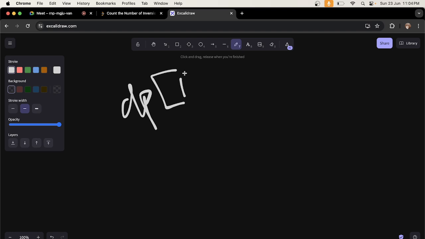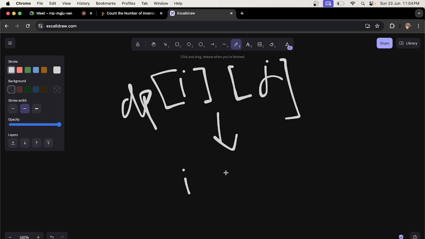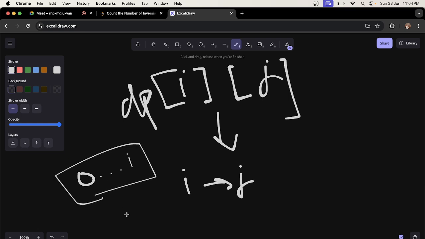Let's say I want to take the DP state dp[i][j], which denotes that I have considered i elements and till now there are j inversions. So I have considered the elements from 0 to i, and from 0 to i there are j inversions in the array. This is the state I want to describe.